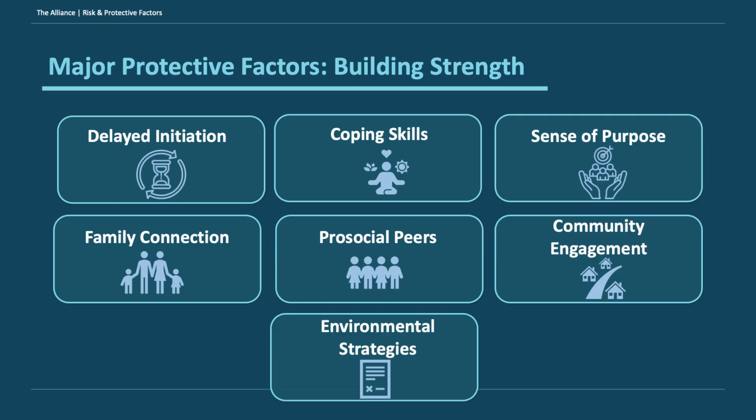Your family connections are really, really critical here. So the more supportive a family is and the more engaged a family is, the less likely a youth in particular is to engage in alcohol misuse. You see a lot of that with the importance of eating meals together and things of that nature. Pro-social peers, we talked about that before. So having peers around you who are engaging in more protective or healthy behaviors and not drinking.